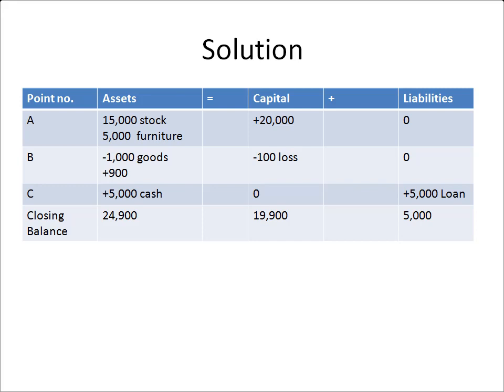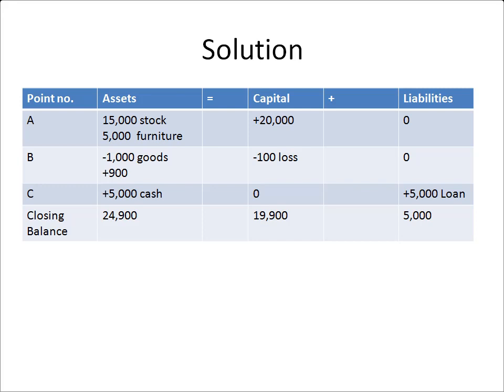Rupees 100 loss is deducted from the capital. And point number C we have borrowed a loan from Mr. Rajesh. That is, cash is increased by rupees 5,000. When we receive a loan, we have increased our cash by rupees 5,000.